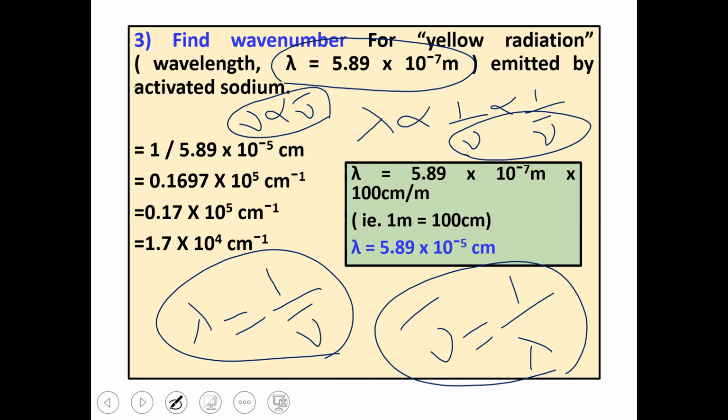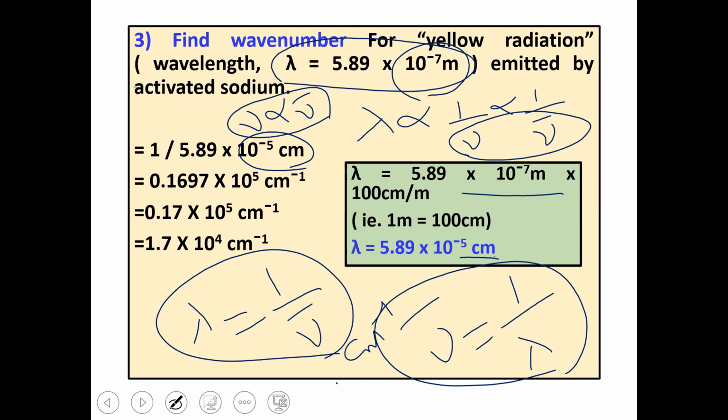Once you substitute 1 by 5.89 into 10 to the power of minus 5 centimeter, how is it 10 to the power of minus 5 centimeter? The question gives 10 to the power of minus 7 meter, because you know that the unit of wave number is centimeter inverse, in the terminologies I have shown you. It is used in IR spectroscopy. So 10 to the power of minus 7 meter, first let us convert into centimeters. So it is 10 to the power of minus 5 centimeter, and that is incorporated here.